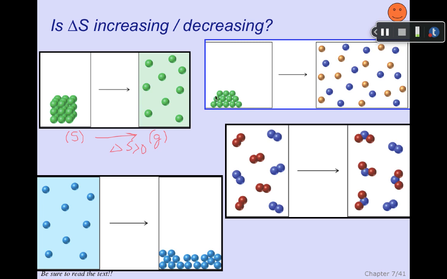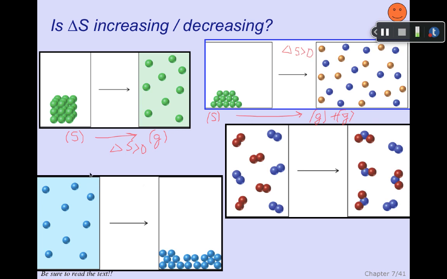Example number 2, the top right. We have a nice orderly pile of little spheres, so that would be a solid. And over the course of the reaction, apparently, it turns into 2 different little colored spheres. One is gold and one is blue. And so you have gas molecules of some kind there. We don't have to know. Going from a solid to a gas is definitely an increase in entropy. So delta S is greater than 0 again.